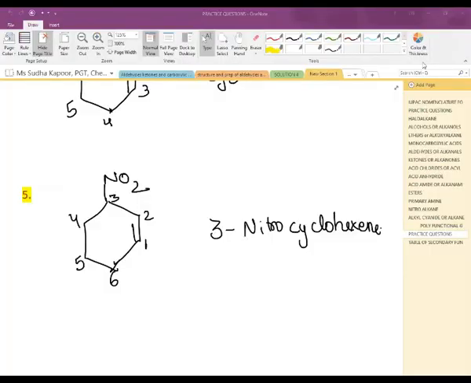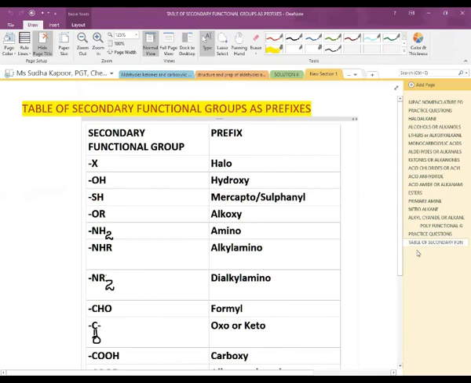So now we know that if there are two functional groups, to which we have to give the priority and which we have to keep at the prefix. But now I'm sharing a table with you in which you will come to know that if your functional group is acting as a secondary one, that is prefix, by which prefix name it should be called. So if it is X, it is halo. If it is OH, don't call it ol, call it hydroxy. If it is OR, then alkoxy, NH2 amino, and for CHO, formyl.